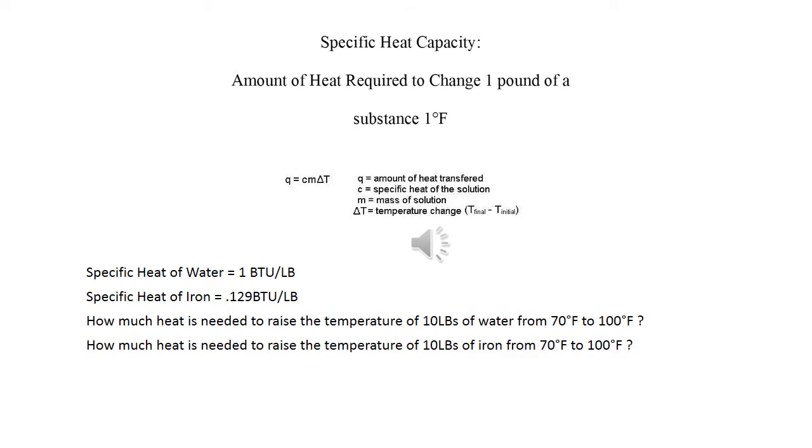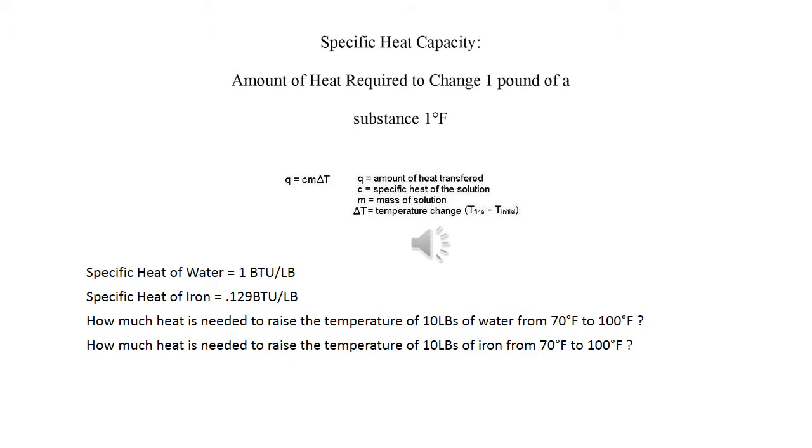It takes exactly 1 BTU to change the temperature of 1 pound of water 1 degree Fahrenheit. So the specific heat of water is 1 BTU per pound. The specific heat of iron is 0.129 BTUs per pound. To change the temperature of iron 1 degree Fahrenheit, you only need 0.129 BTUs per pound.